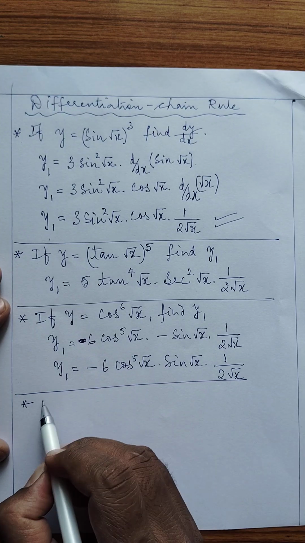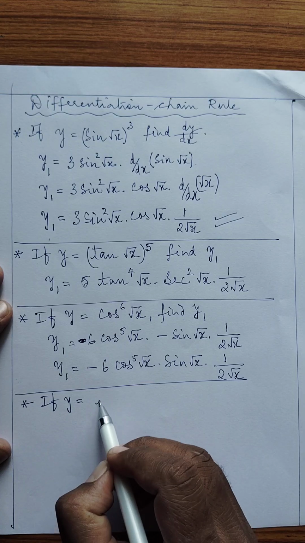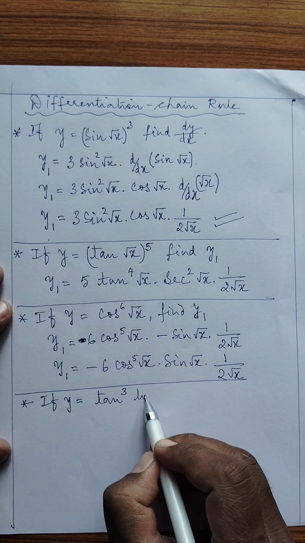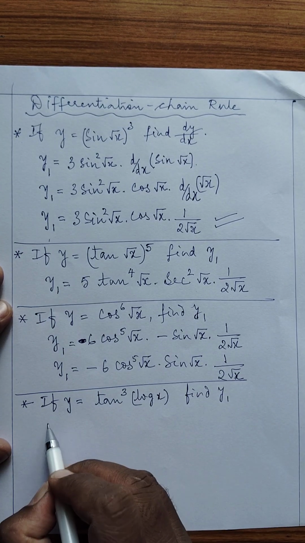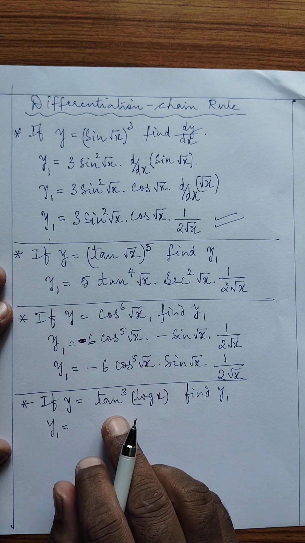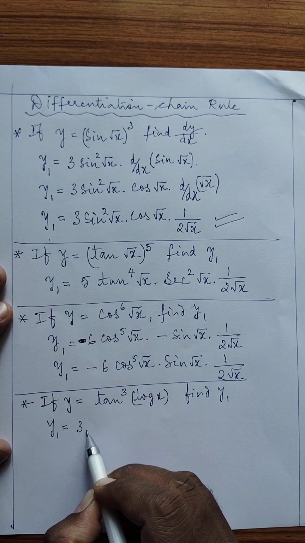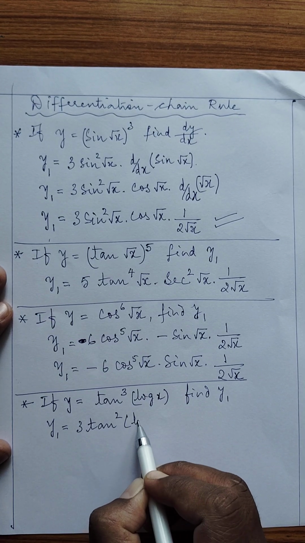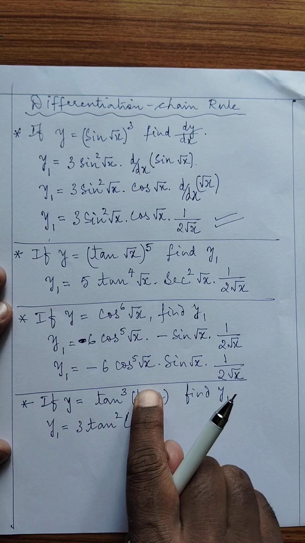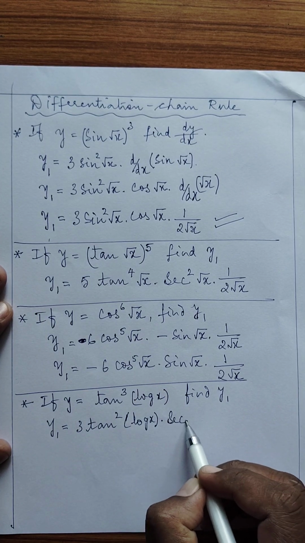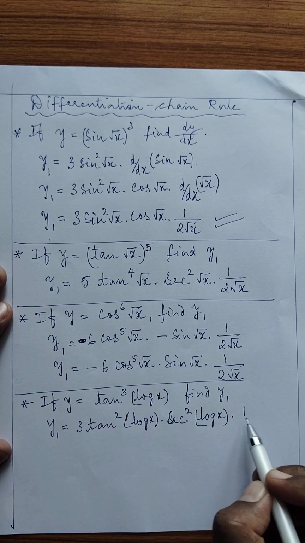We shall find one more example. If y equals tan cube log x, find y1. Directly we'll solve. Consider tan of log x as x. x cube is 3x square. Similar to that, 3 tan square of log x. Now you are differentiating tan. Consider log x as x. Tan x is secant square log x. Now log x derivative is 1 by x.